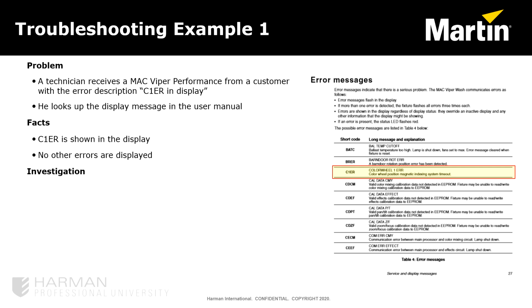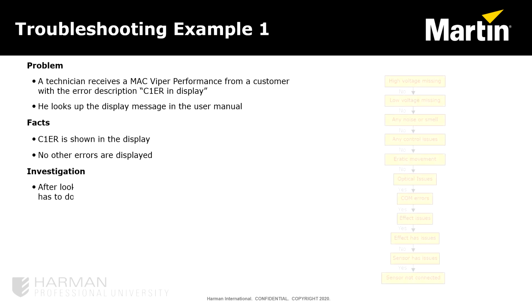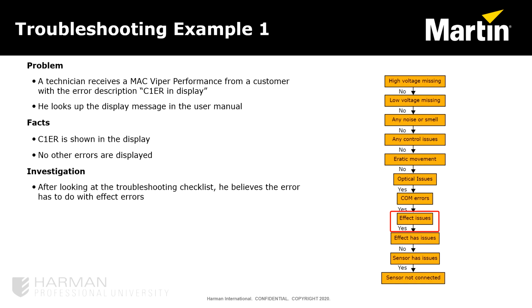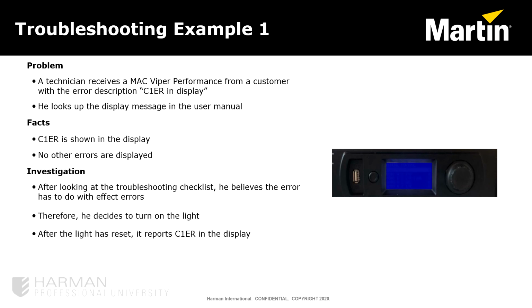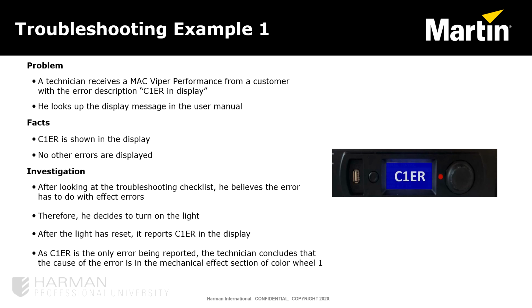What is determined after further investigation? After looking at the troubleshooting checklist, it is believed the error has to do with the effect errors. Therefore, it is decided to turn on the light. After the light has reset, it reports C1ER on the display. As C1ER is the only error being reported, the technician concludes that the cause of the error is in the mechanical effects section of color wheel 1.